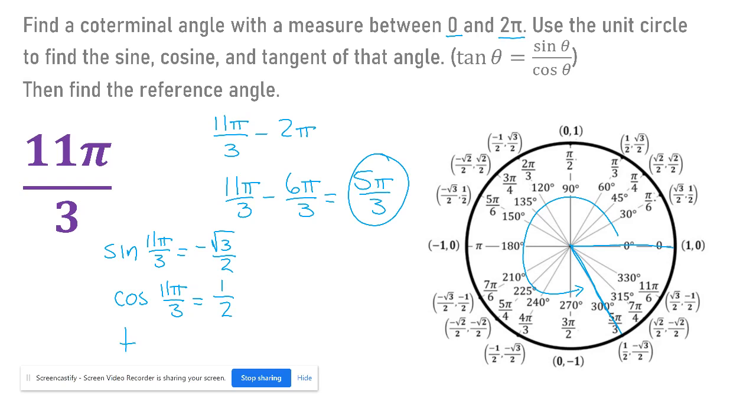My tangent is going to be sine over cosine again. And we've already worked that out. We know if we do sine over cosine, we get square root of 3. It's just a matter of the sign. Since I have one negative and one positive, negative divided by a positive gives me a negative. So my tangent is negative square root of 3.